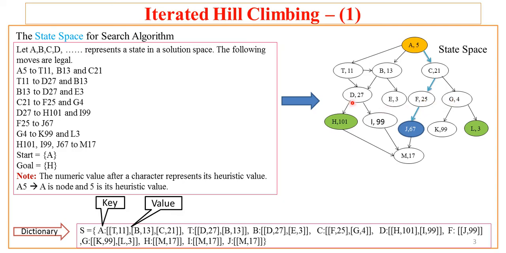From D one can move to H and I. From F one can move to J. From G one can move to K and L. So here K and L don't have any successor or child node. Now similarly, one can go from node H, I and J to node M, and at the same time M doesn't have any successor or child node.